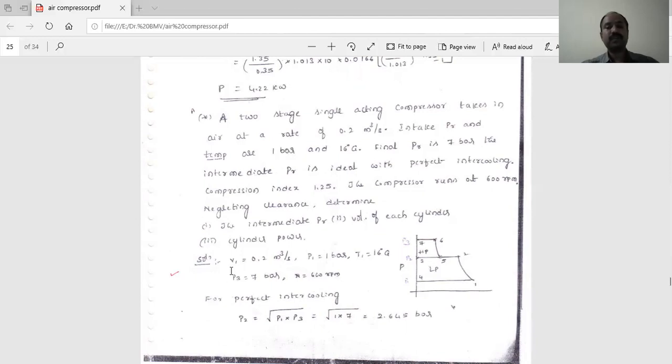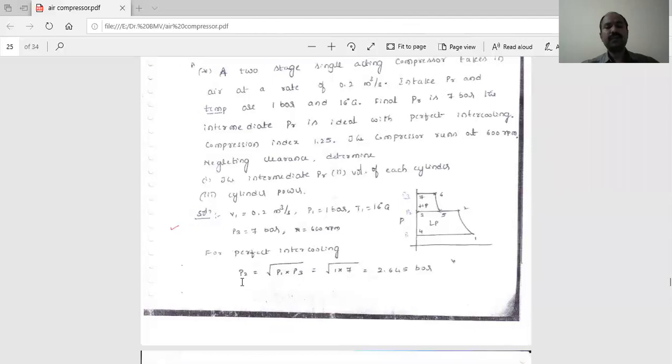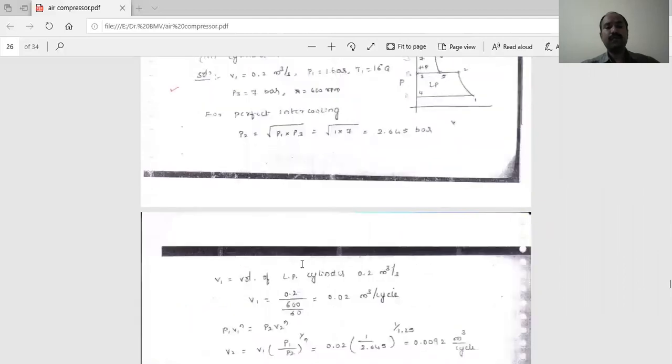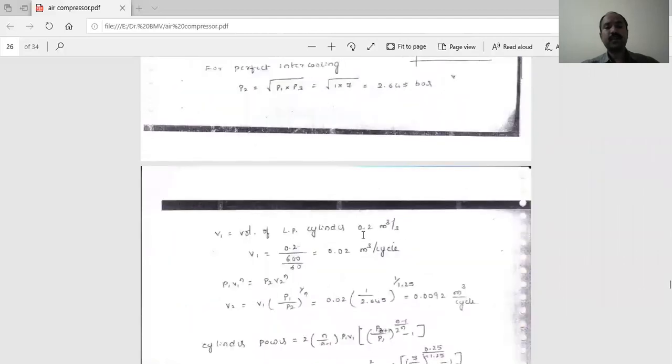Then from the data, V1 is equal to 0.2 meter cube per second. P1 is equal to 1 bar. T1 is equal to 16 degrees centigrade. P3 is equal to 7 bar. N is equal to 600 RPM. For perfect intercooling, P2 is equal to root of P1 into P3. It becomes 2.645 bar. Then the volume of the low pressure cylinder is 0.2 meter cube per second.